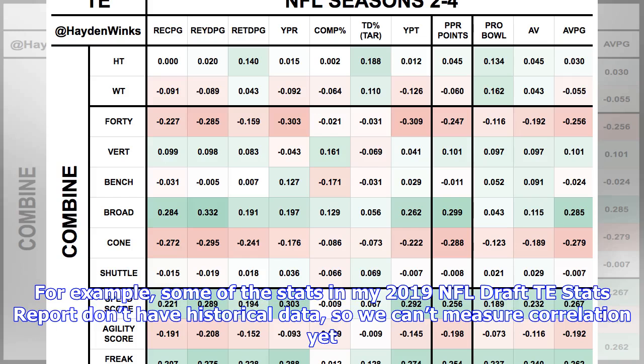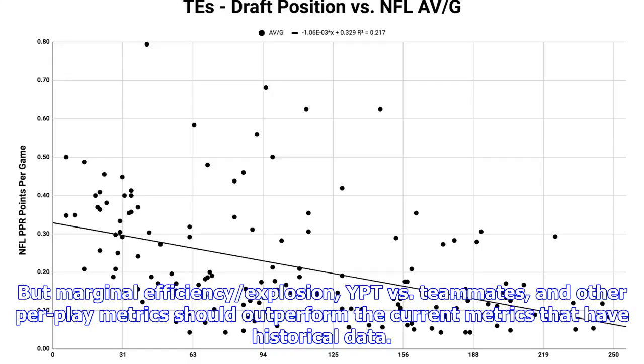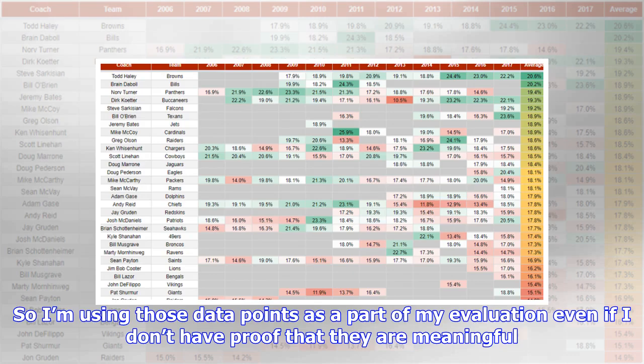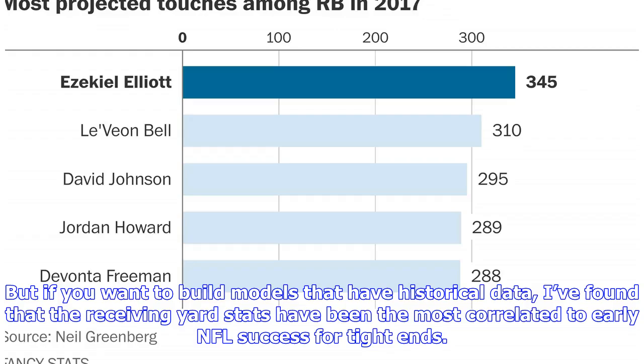For example, some of the stats in my 2019 NFL Draft Day stats report don't have historical data, so we can't measure correlation yet. But marginal efficiency, explosion, YPT versus teammates, and other per-play metrics should outperform the current metrics that have historical data. So I'm using those data points as a part of my evaluation even if I don't have proof that they are meaningful. But if you want to build models that have historical data, I found that the receiving yard stats have been the most correlated to early NFL success for tight ends.